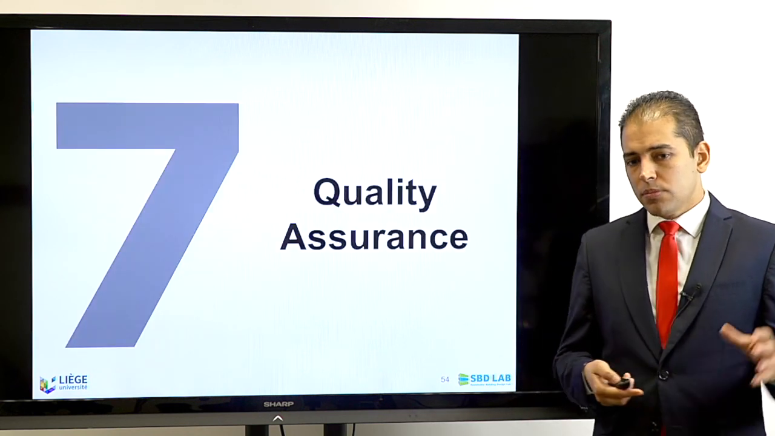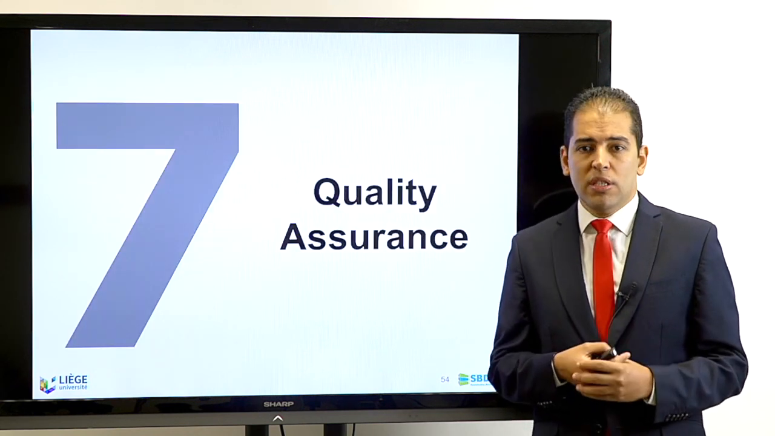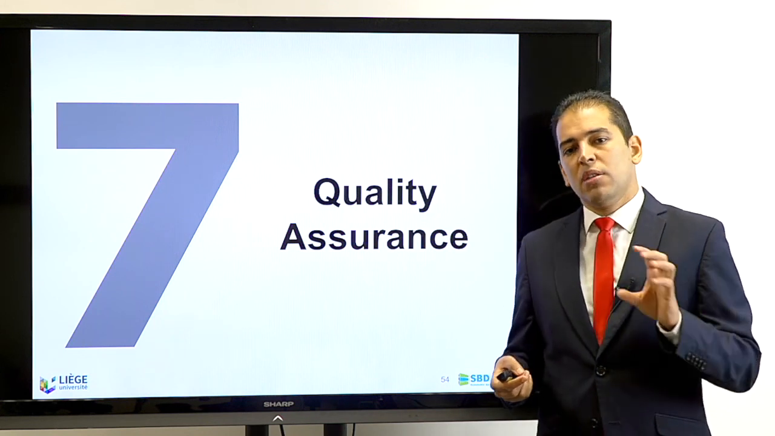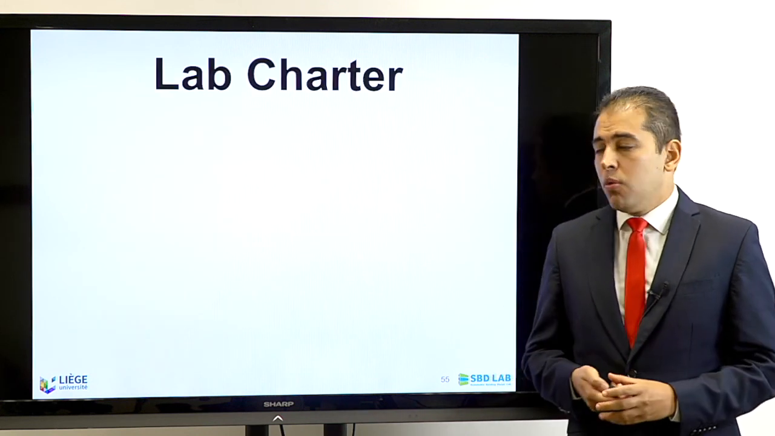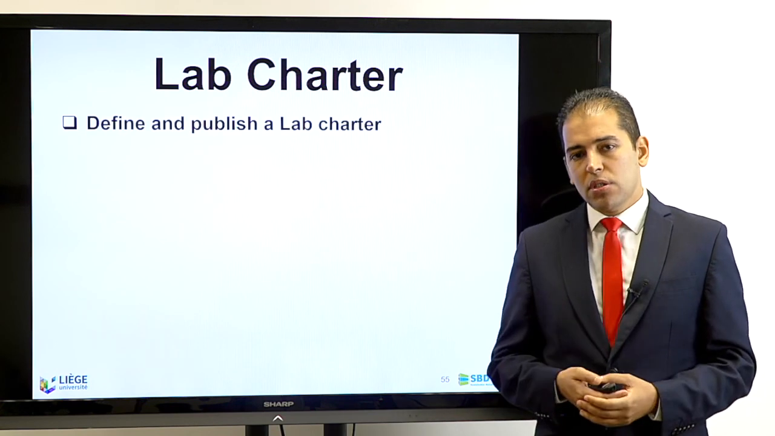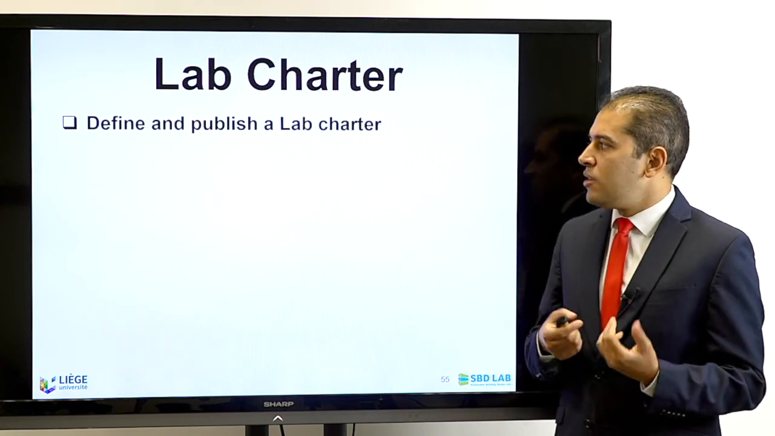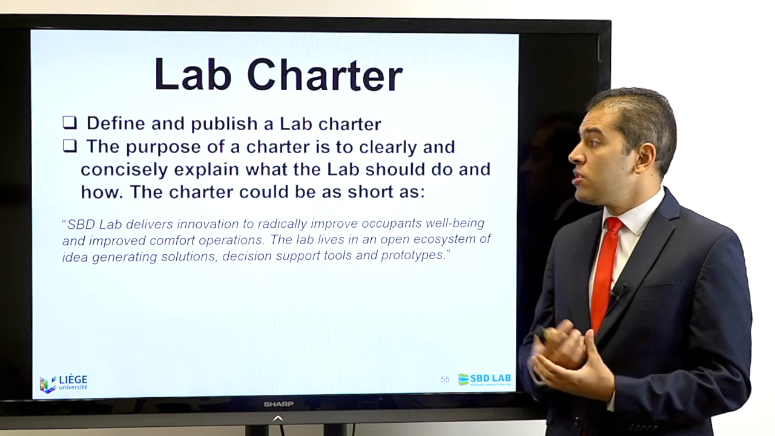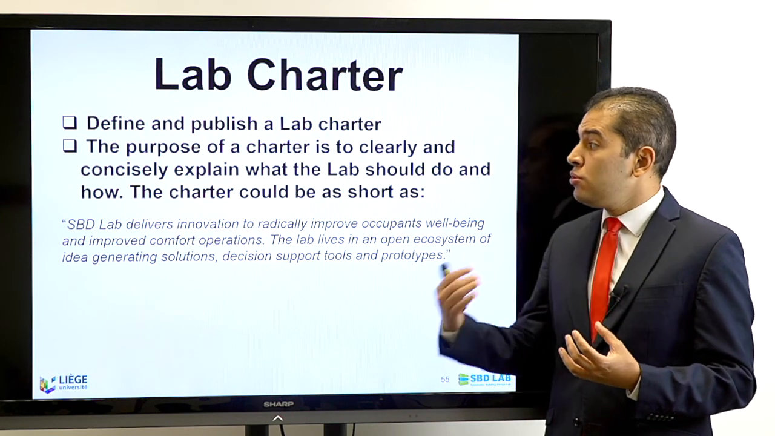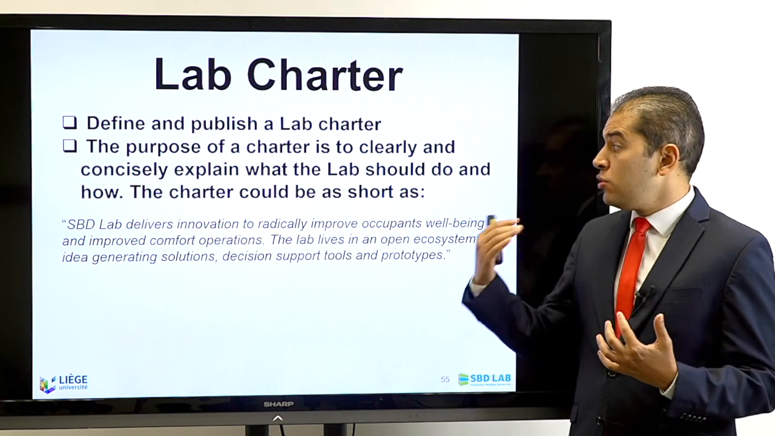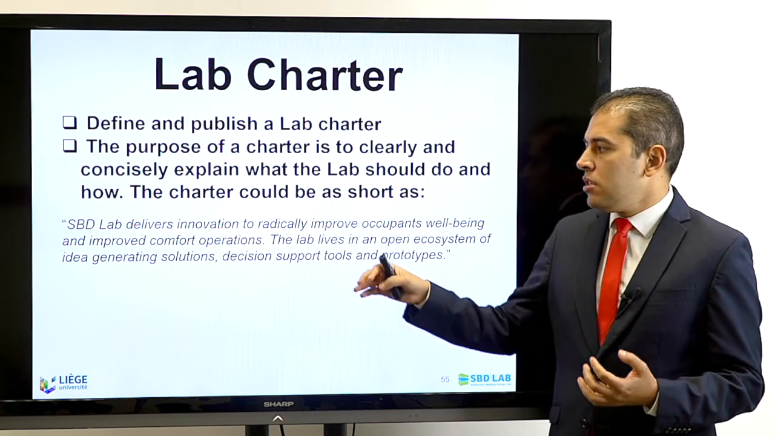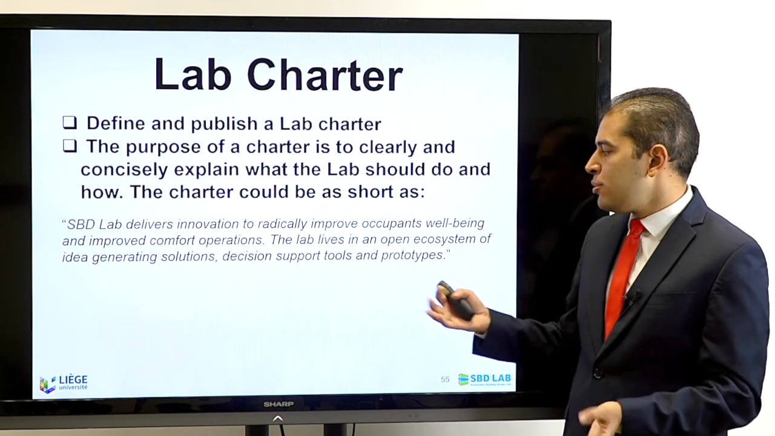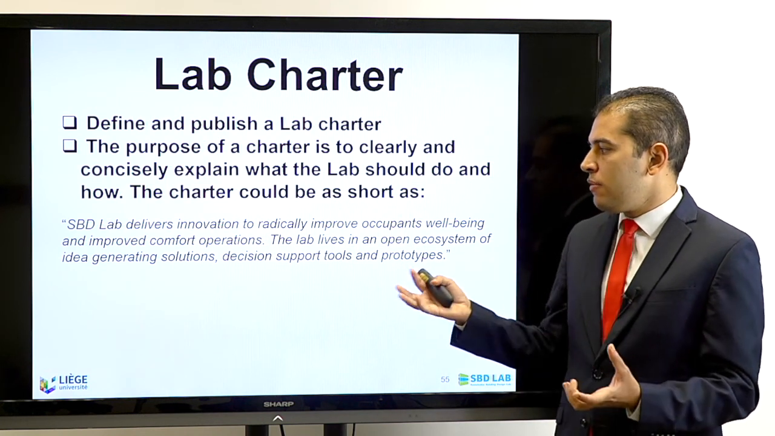These are all considerations when you are designing and running a lab, and they need to be taken into account. Let's move now to quality assurance. How can I assure the quality when I am conducting my experiment in the lab? Well, first of all, you must have a lab charter. This is a best practice, so you have to define and publish a lab charter for your lab. The purpose of a charter is to clearly and concisely explain what the lab should do and how. So the charter could be as short as: the SBD lab, for example, delivers innovation to radically improve occupant well-being and improved comfort operation.